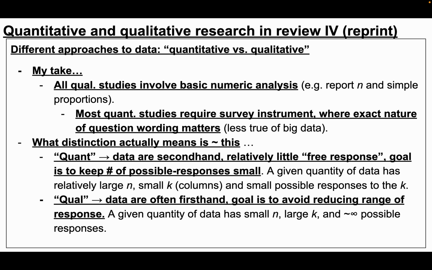Qualitative data, by contrast, are often firsthand. The goal is typically to avoid reducing the range of responses, and a given quantity of data has a small number of rows, a large number of columns, as it were, or variables, and close to any possible response is allowable for qualitative data. So those would be the key differences. It really has to do with not so much the presence or absence of numbers, but whether or not you restrict responses to a specific type of format with the goal of producing a specific type of data set.